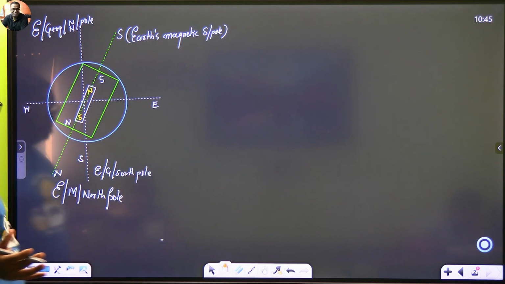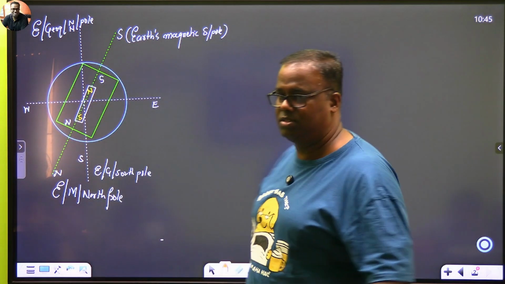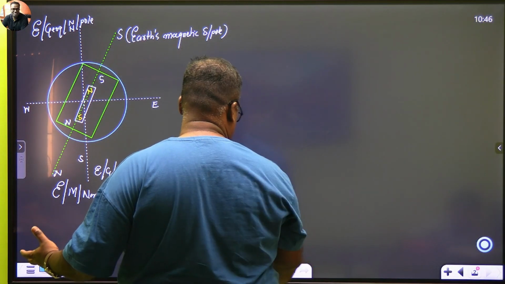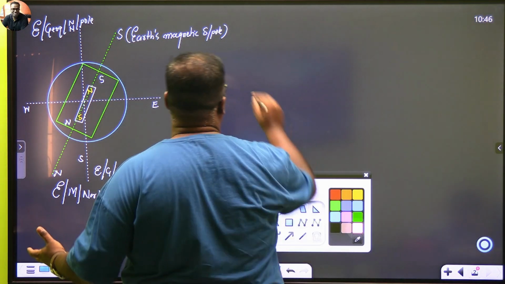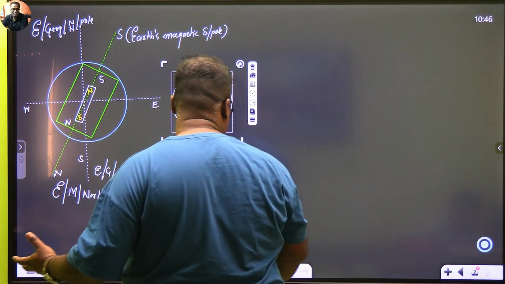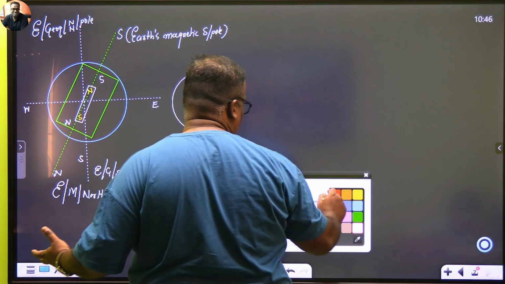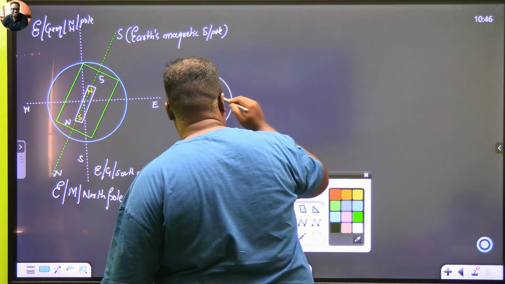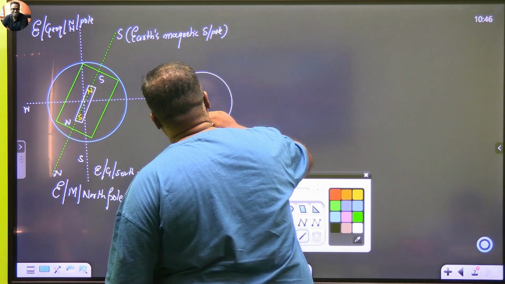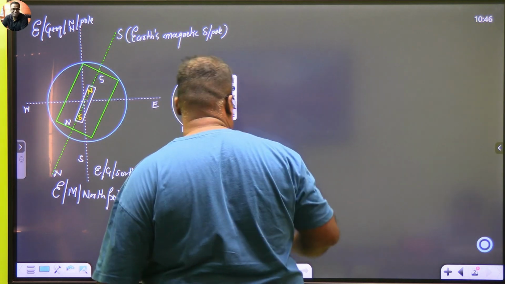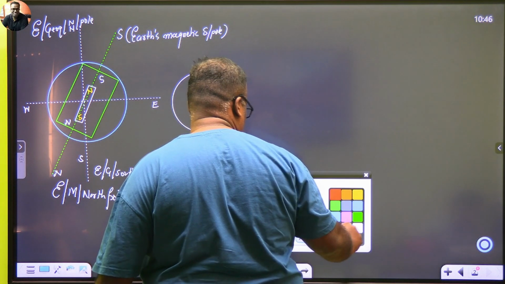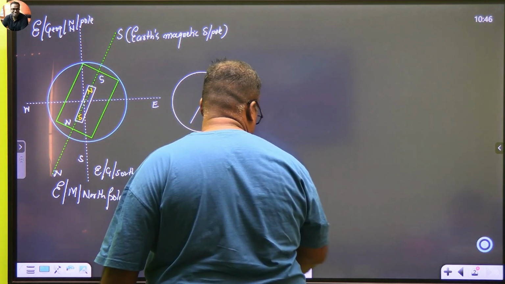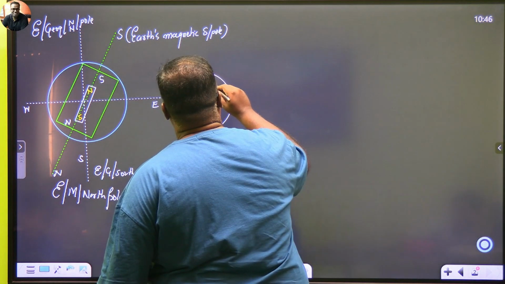Now say for example, I have a magnetic compass. What's a magnetic compass? My magnetic compass is something like this. In my magnetic compass I will have an arrow. That arrow needle is nothing but also a bar magnet. And how is the arrow? The arrow will be something like this, which will have a head, and the arrowhead will always be pointing.